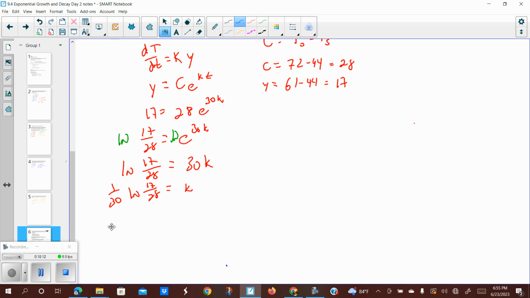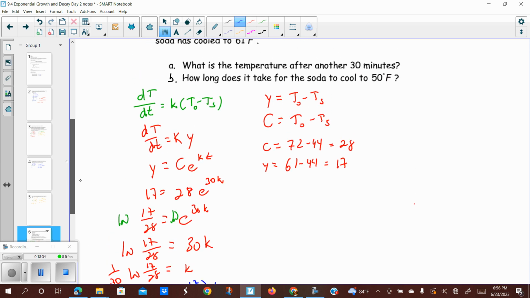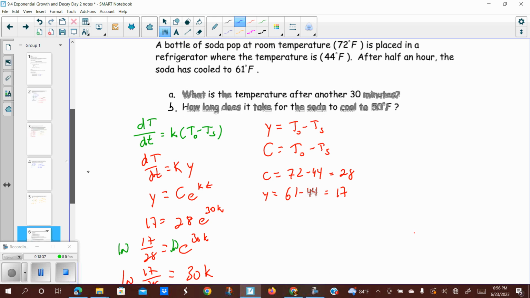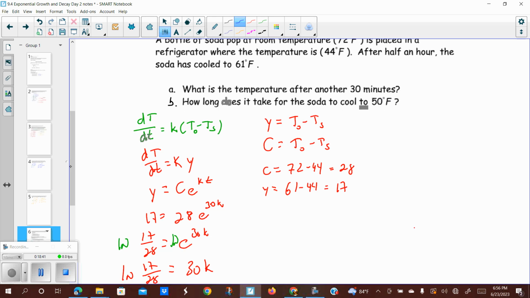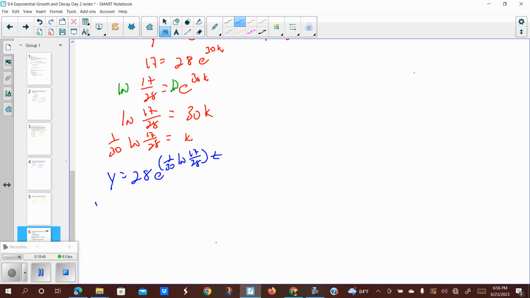So let's see, we've got Y equals C, which is 28, e to the 1 over 30, natural log of 17 over 28 should be decay, times T. And it is asking us in part A, what is the temperature after another 30 minutes, which means that it's actually going to be after 60 total minutes, because that would be an hour after we plug this thing in. So we're going to do Y of 60, which is 28 e to the 1/30th natural log 17 over 28 times 60. Plug all that stuff in your calculator, and we get, what do we get here?